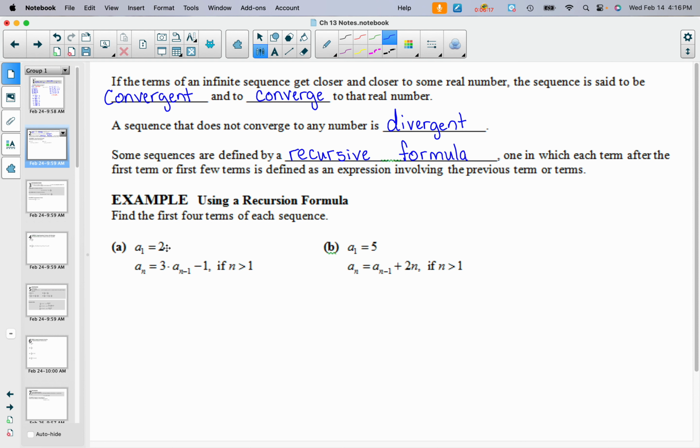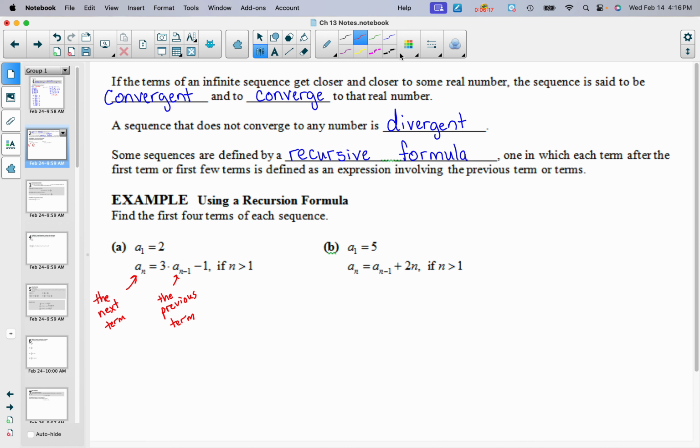Here they tell you that the first term in the sequence is 2, and they tell you this formula for how to get the next term. To get the next term, think of the a sub n as the next term. You're going to take 3 times, and think of this a sub n minus 1 as the previous term. I'm going to write that down. So think of this as the next term. You're going to take 3 times the previous term, minus 1. We'll subtract 1.